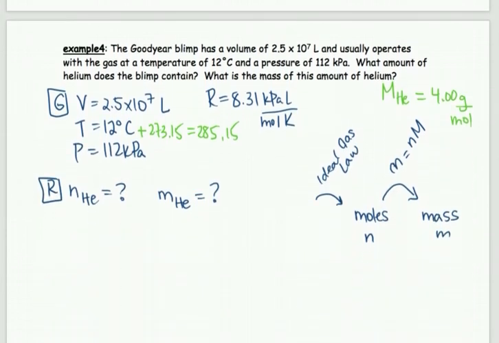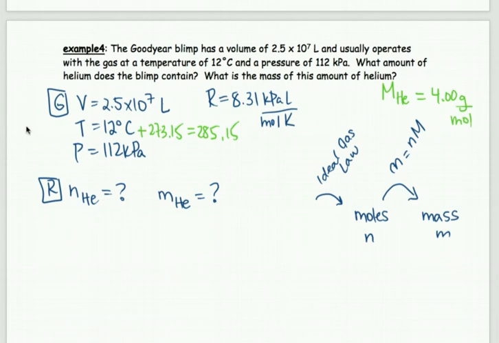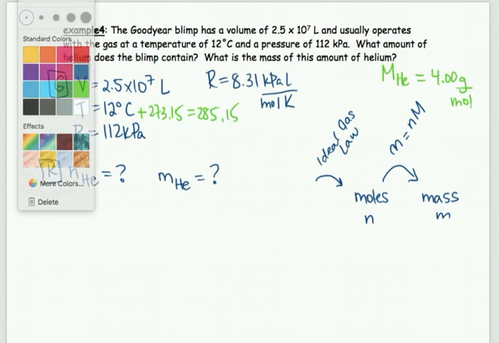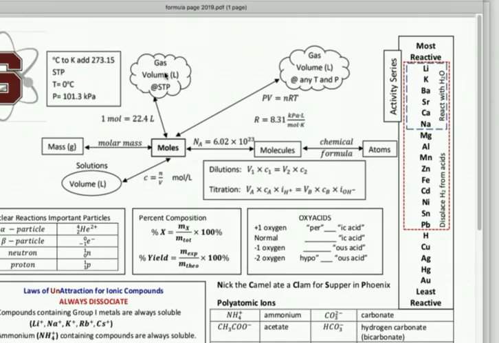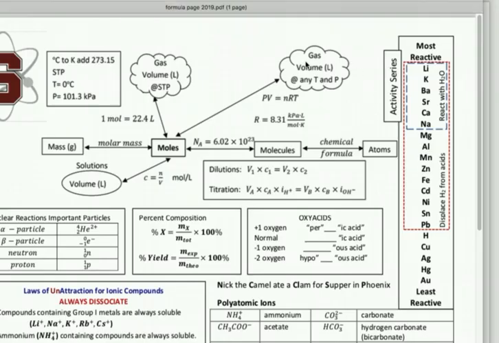All right, example 4. We have a blimp here, and we know the volume. It usually operates with a gas with a temperature of 12 degrees, which is converted to kelvins, and a pressure of 112 kilopascals. We know the R value. What amount and what mass of helium do we have? Here's our plan. We have a lot of information here, but we need to get to amount and then mass. So we are going from here to here to here.